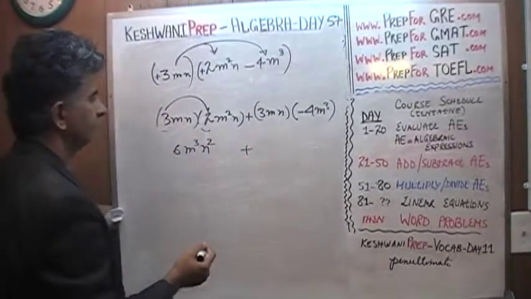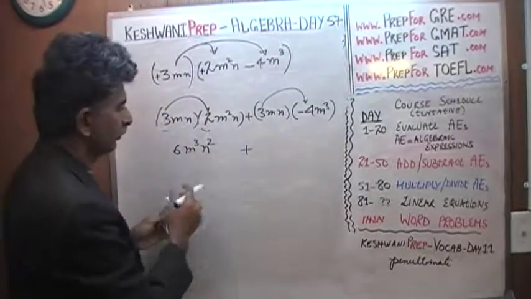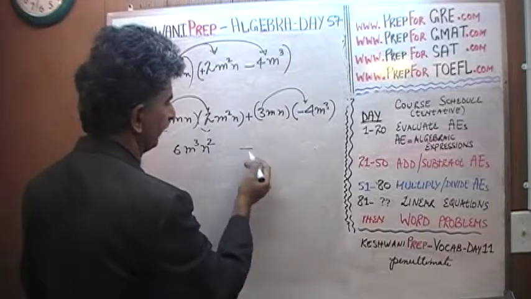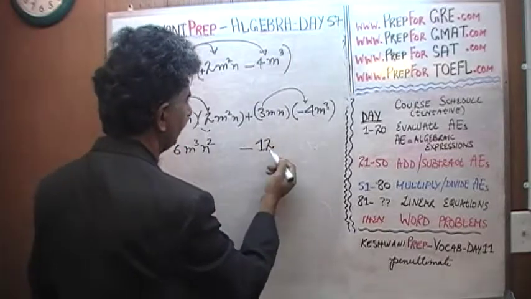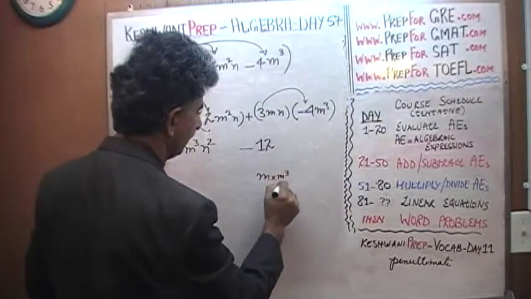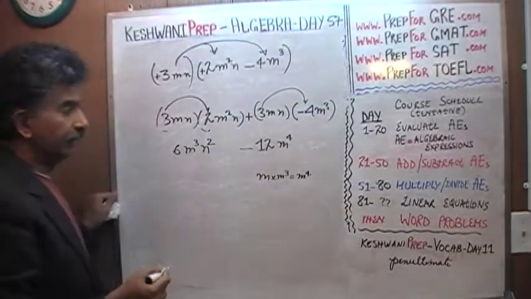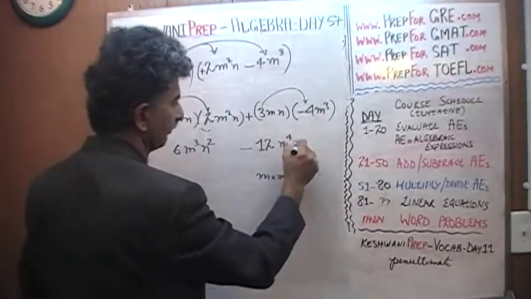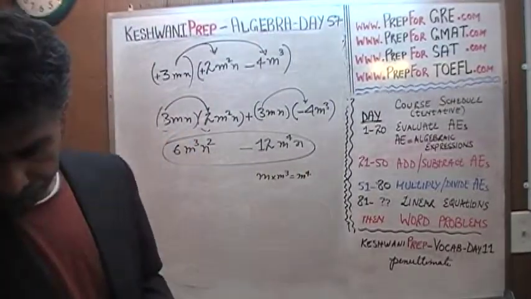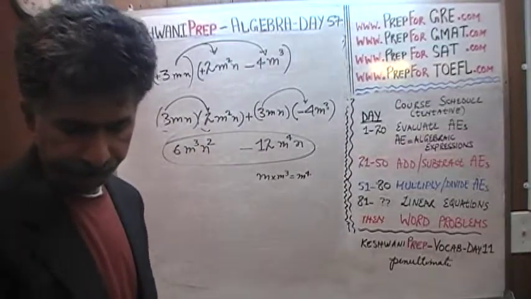Let's move on to this part now. 3 times negative 4 is going to be negative 12. So now we have to go back and change our sign. This positive is going to become negative, because 3 times negative 4 is negative 12. And then m times m cubed is going to be m raised to 4. There is no n in this guy, so this n just comes by itself. And that's it. That's our answer. Let's do one more, shall we?